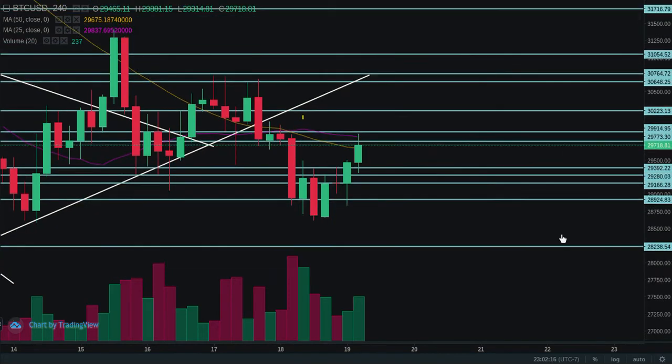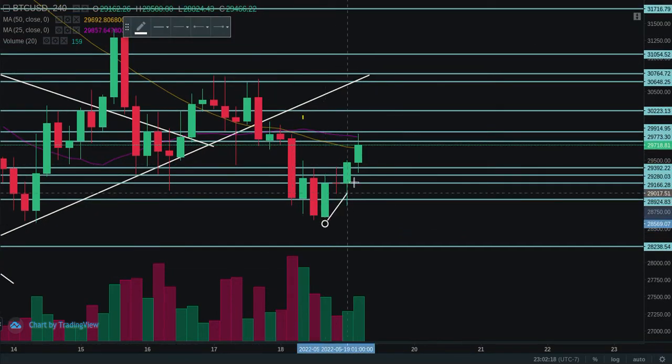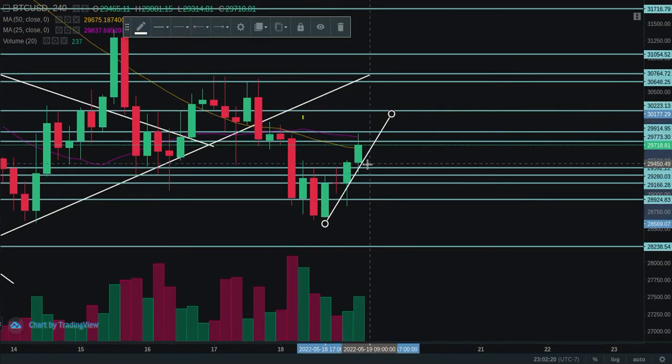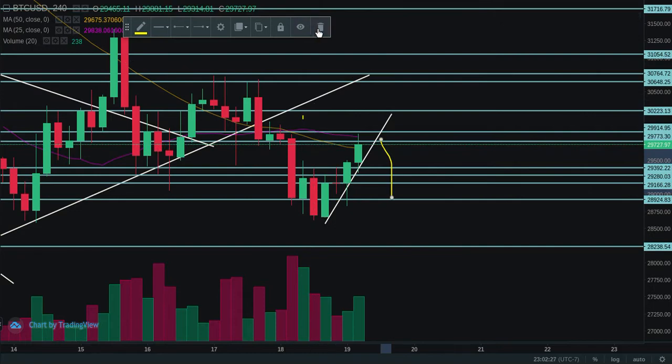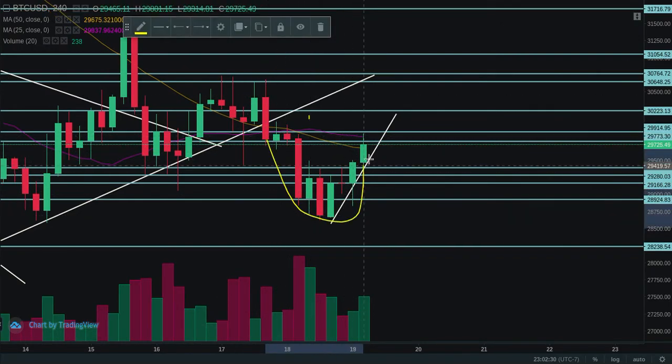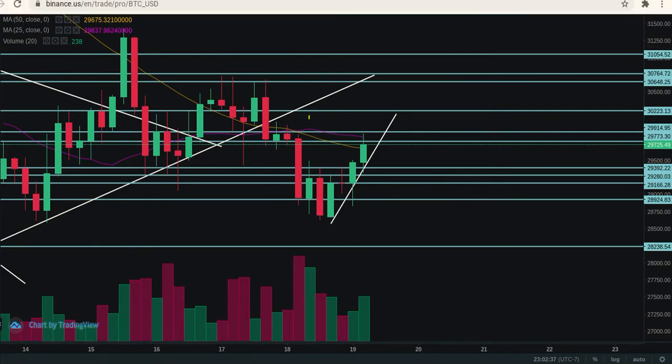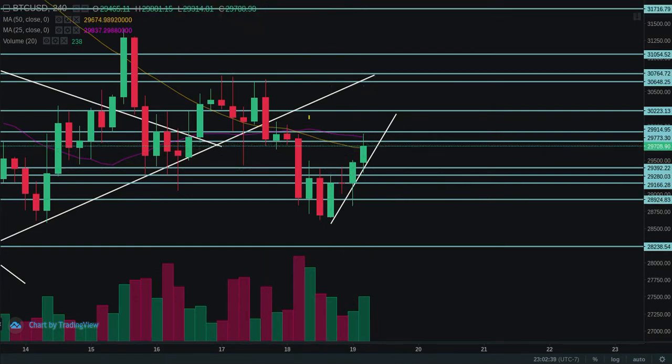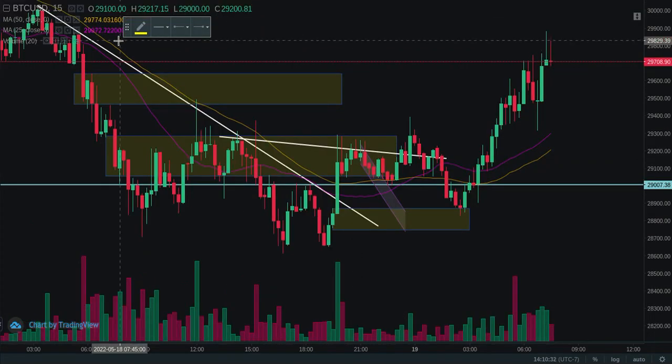So it looks like this is how we're working our way up. Once we break on the other side of this candle, it's probably going to come down. And I'm wondering if this is like a loop. I wonder if we could possibly make a second one or even a third one. We'll keep an eye out for that.